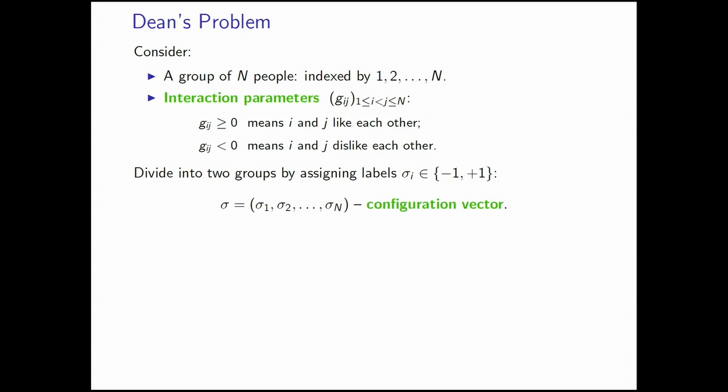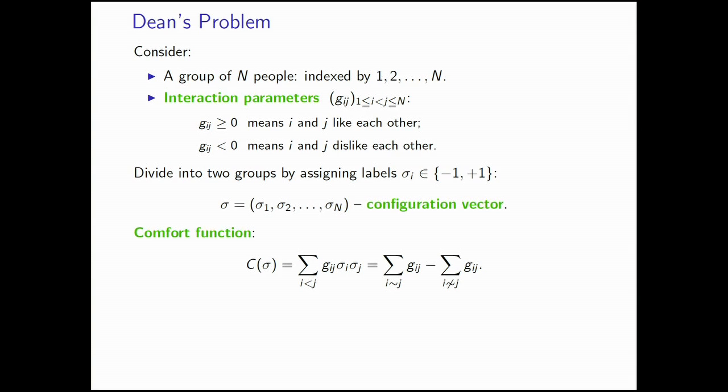Then we will divide this group of people into two groups simply by assigning everybody one of two labels. So the labels will be +1 or -1, and the label tells you in which group you belong. This can be encoded by a vector of labels, right? And I will call it a configuration vector.